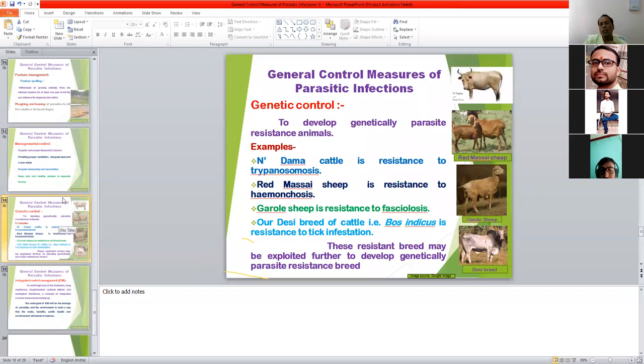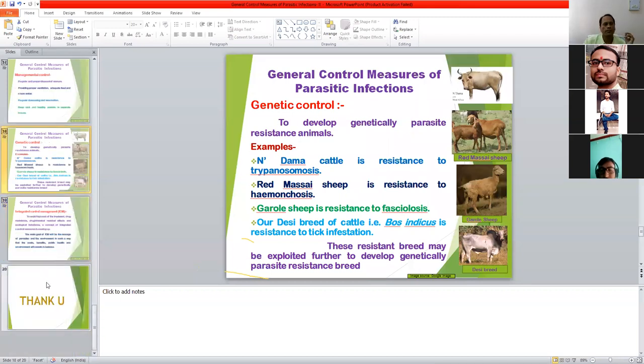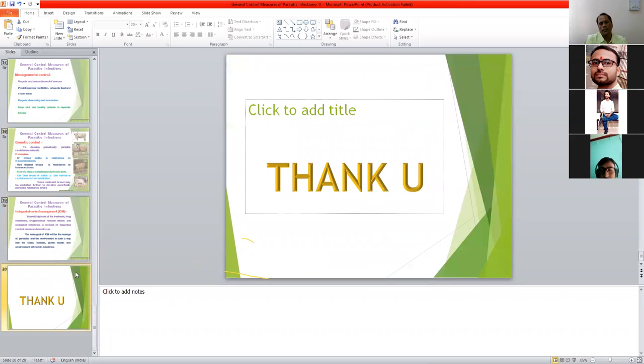These are all the general control measures of parasitic infection: chemotherapy method, immunological method, intermediate host or vector control method, then pasture management, managemental control, and genetical control method of parasitic infection. Thank you.